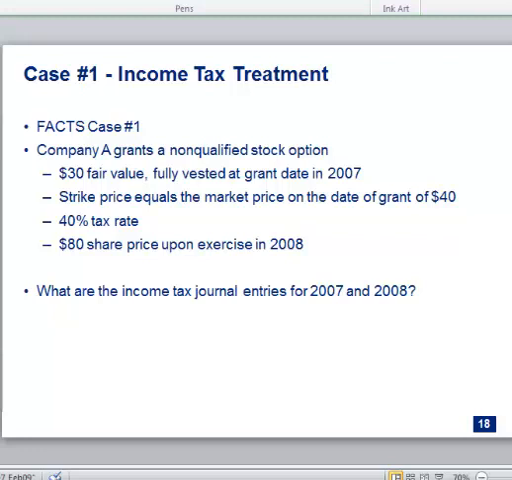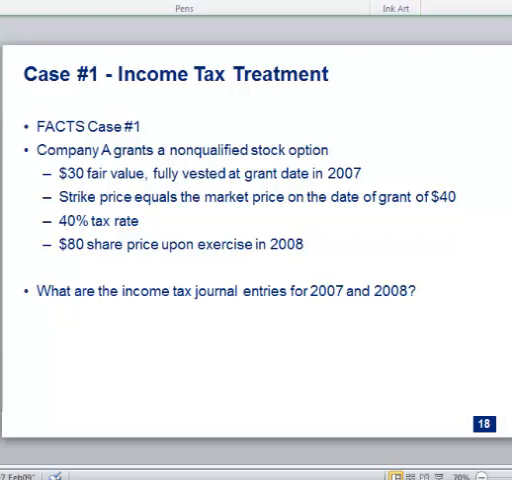Okay, our example number one. Company A grants a non-qualified option. The stock is worth $30, and it, no, I guess this isn't the stock that's worth $30. This is the value of the award. Okay? The value of the award is 30.